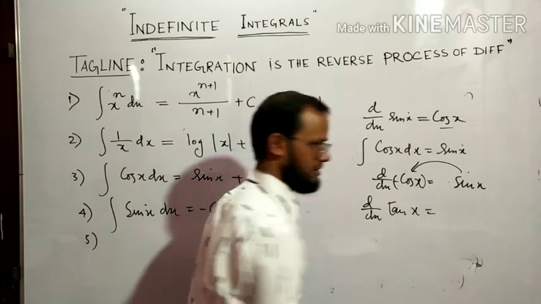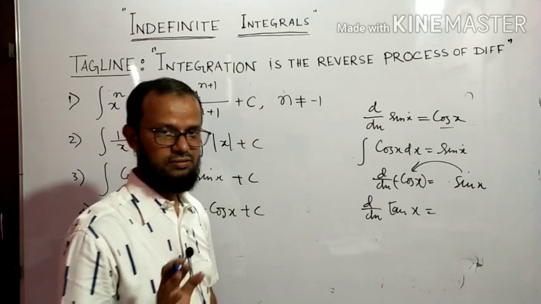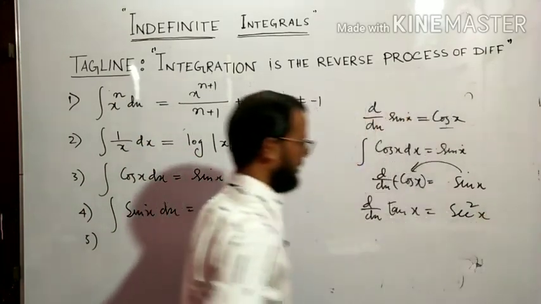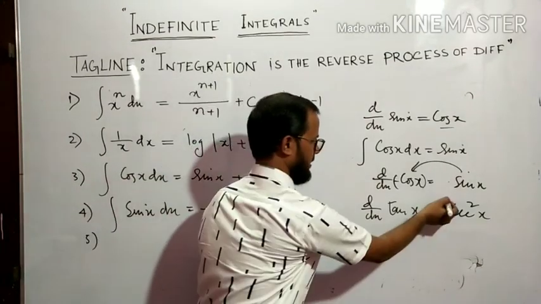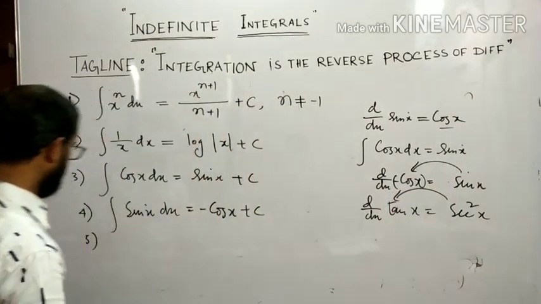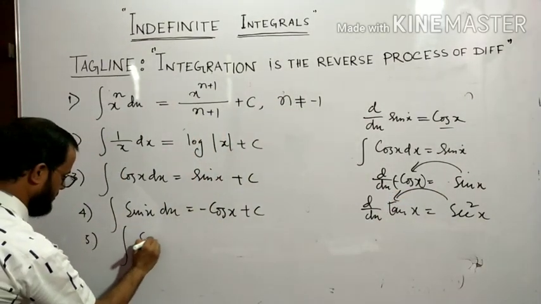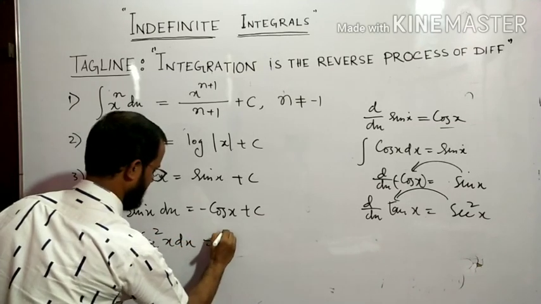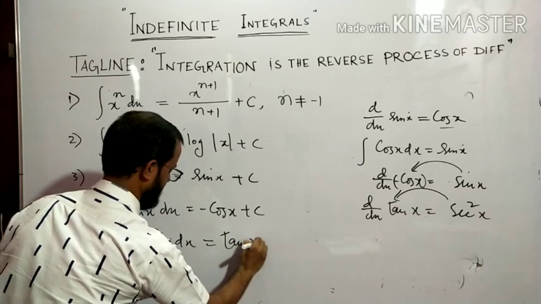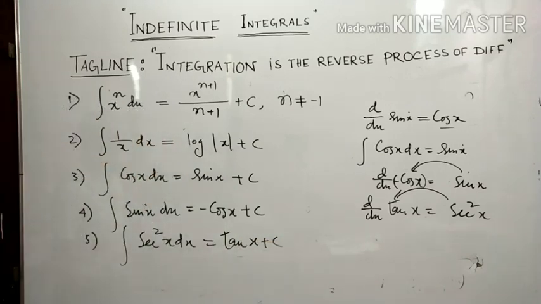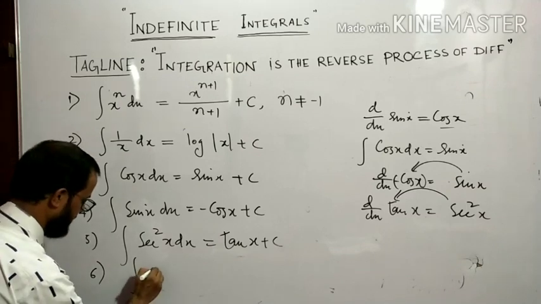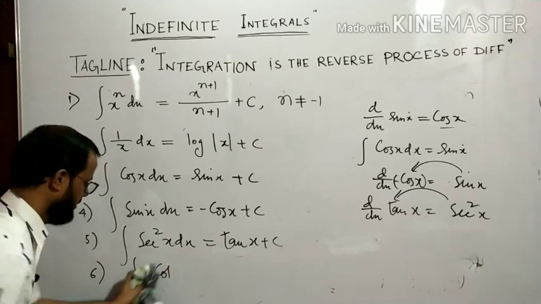Okay, similarly suppose this is number 5, you know that d/dx of tan x. What is d/dx of tan x? Everybody knows d/dx of tan x is equal to what, sec square x. Okay, so its integral will be tan x. So I can write this formula, integration sec square x dx equal to what, tan x. Okay, similarly you can write integration what, cot square x, I am sorry, cosec square x.